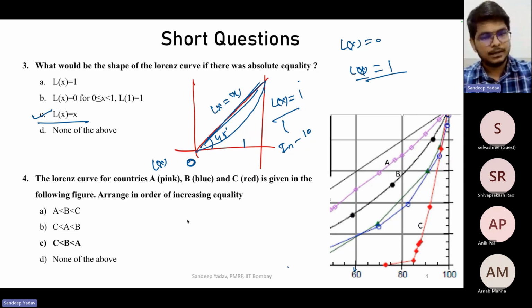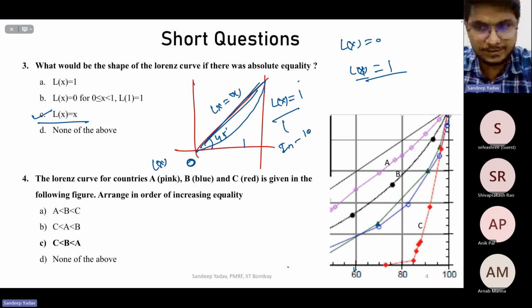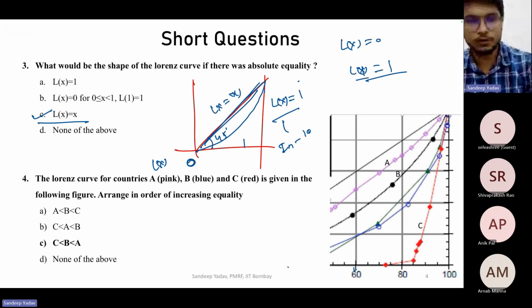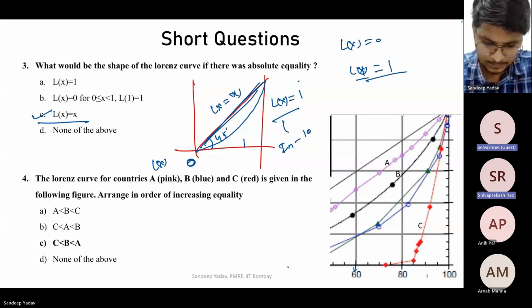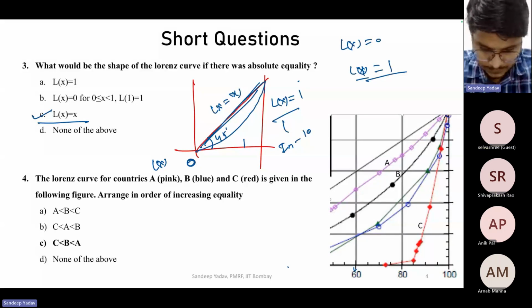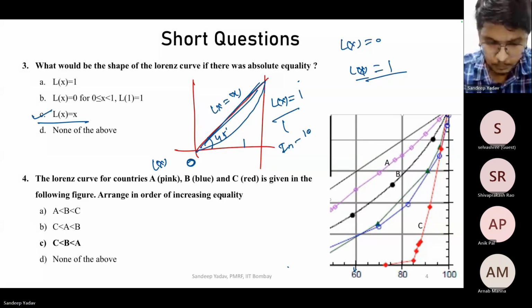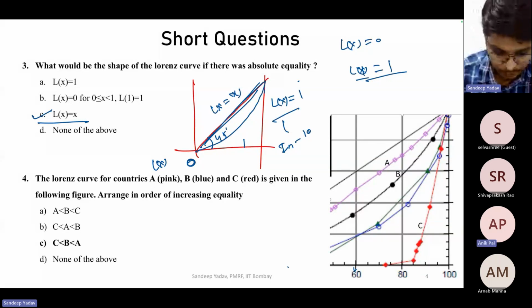Okay. Now the other thing is the Lorentz curve for the countries like pink line, blue line, and the red line is given in the following figure, arranged in the order of increasing equality. Now this is a very easy question. Which country is having more equality? A, B, or C? C. A has more equality. That means A will be the most equal thing. So that it should come last.